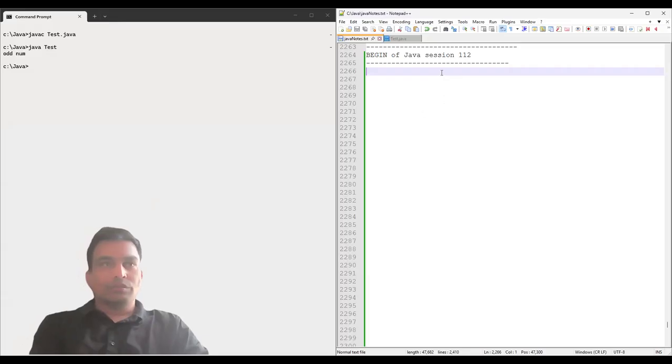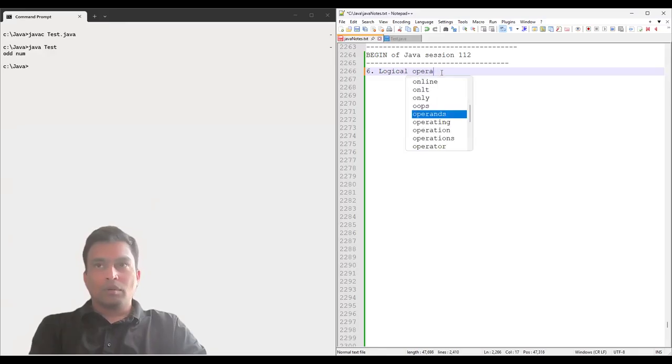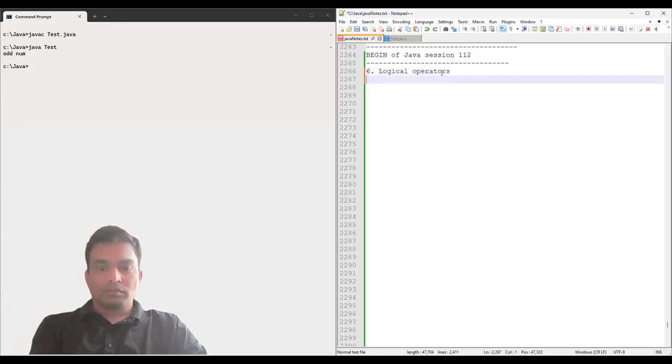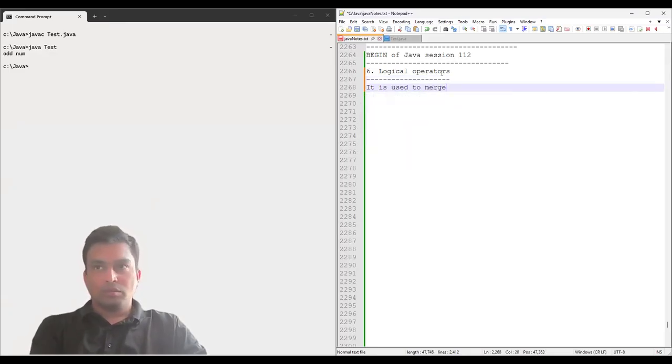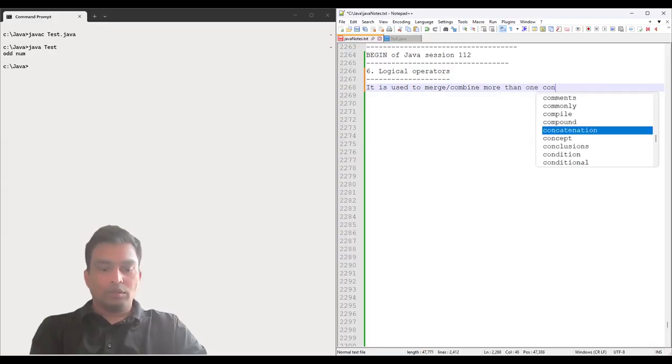In this session, we will try to uncover the rest of the operators, logical operators. So these are used to merge or combine more than one condition.